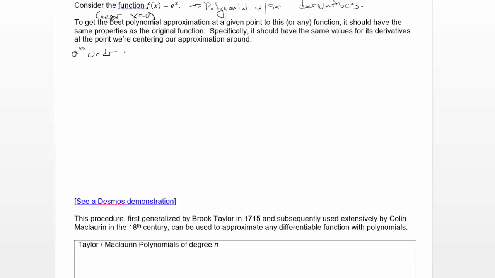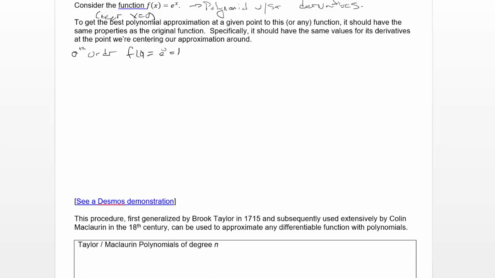A polynomial that approximates this near x equals 0 is just the polynomial we get if we plug in 0 for x. That would be e to the 0, which is just 1. And I think we can agree that the graph of e to the x and the horizontal line y equals 1, while they're close to each other right at x equals 0, they quickly diverge.